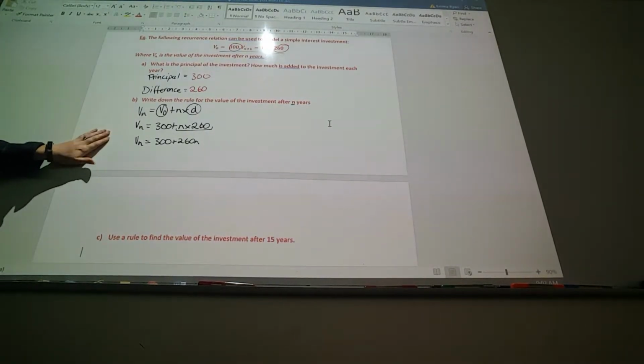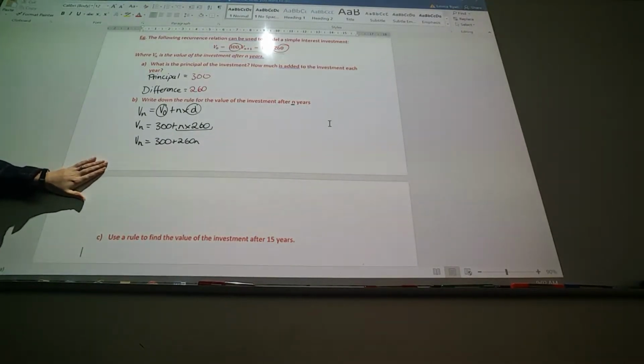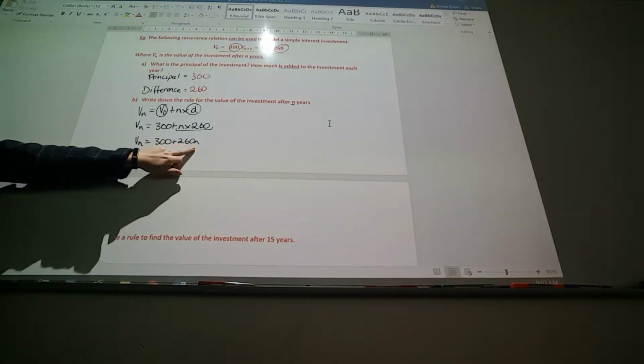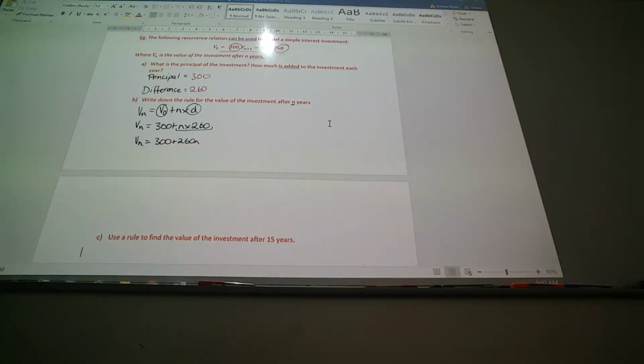Any questions about what we've done here or why we've chosen that rule? So n is years, it says however many years are used. Yep, but this is in terms of n, so we must have an n in there. If it says after 8, we could put 8, like 300 plus 8 times 260. Yep, that's what we're just about to do in the next one.